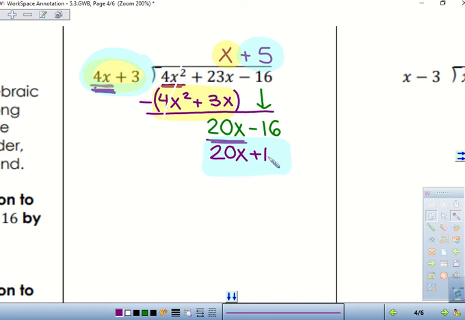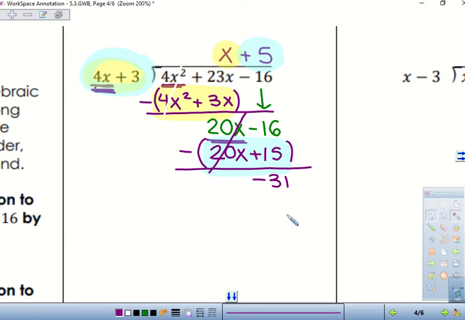Good, 20x plus 15. And then remember, you have to subtract this whole entire thing. So the 20x's are going to cancel. What is negative 16 minus 15? Negative 31. Now this is your remainder.